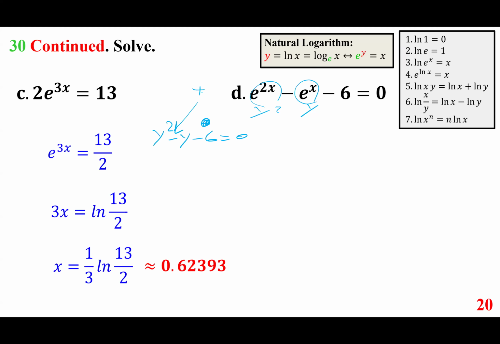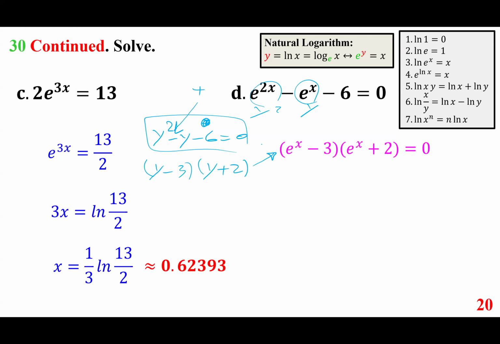And the sum is 1. So -3 and 2. Or you may recognize that you can factor it just the way it is. Right, e to the power of x minus 3 times e to the power of x plus 2. Please understand, if you go this route, it's really y minus 3, y plus 2. If you want to do the substitution, you don't have to. If you can do the factoring without the substitution, so be it. So e to the power of x is either 3 or -2.